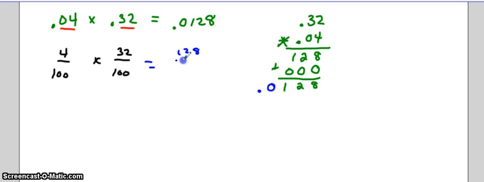128 over 10,000. So in order for it to be 128 ten-thousandths, we have to add that 0 right here. So it's really important to make sure that you're counting the number of decimal places in your factors prior to multiplying. Go back, rewatch, take as much time as you need. Be ready to discuss in class.